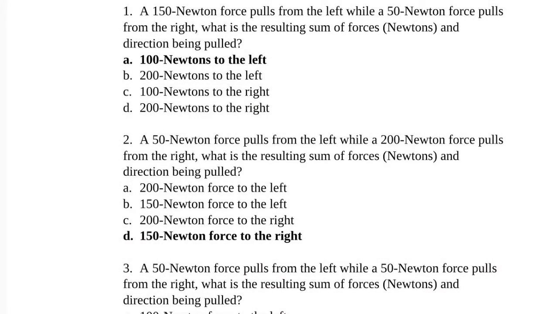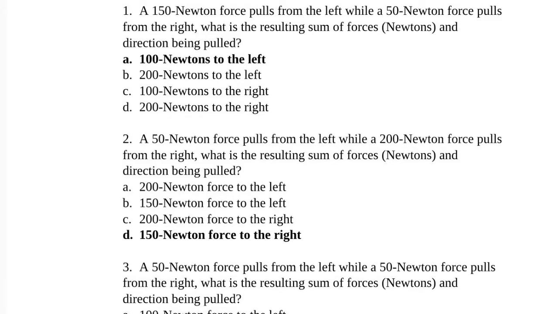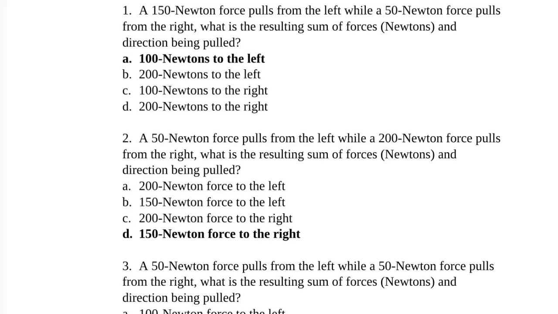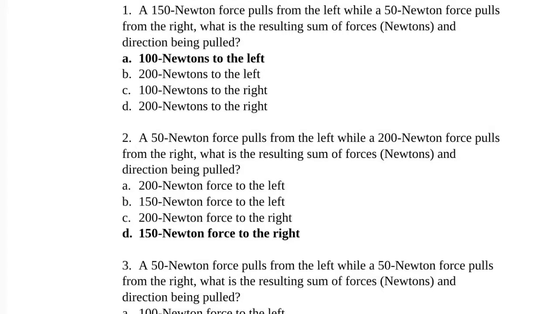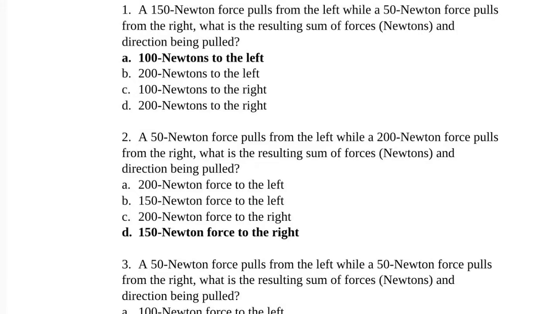So now we're going to go ahead and go over our answers from All About Newton's worksheet. Question number 1. A 150 Newton force pulls from the left while a 50 Newton force pulls from the right. What is the resulting sum of forces, or newtons, and direction being pulled? So just like our simulation, the 150 Newton force that's pulling from the left minus our 50 Newton force that's pulling from the right is going to be 100 newtons. And since our force that is pulling on the left side is greater than our force that's pulling from the right side, the correct answer is going to be to the left.